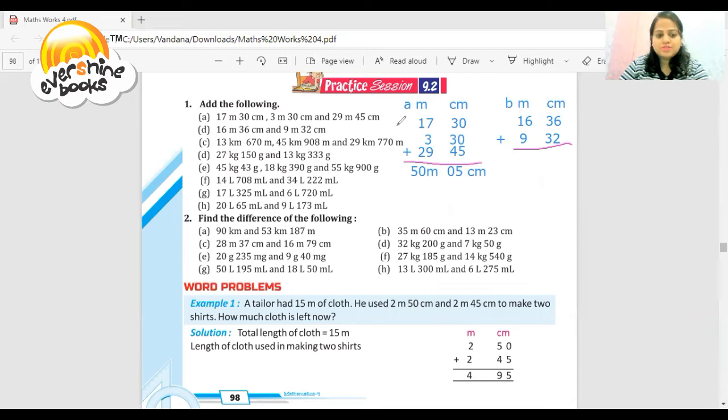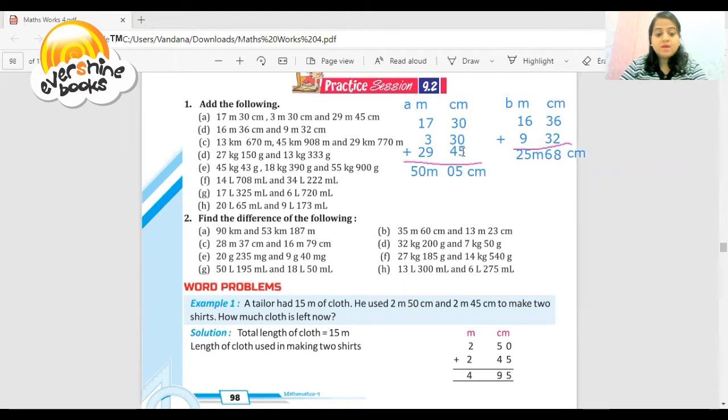Now in this B question, 16 meter, you have to write in meter form, 16 and 9. Then after 36 centimeter and 32 centimeter, then you have to write the answer here. 6 plus 2 is equal to 8. So write here number 8, and then 3 plus 3 answer is 6. So 68 is your centimeter and 25 is your meter. So write here 25 meter and 68 centimeter.